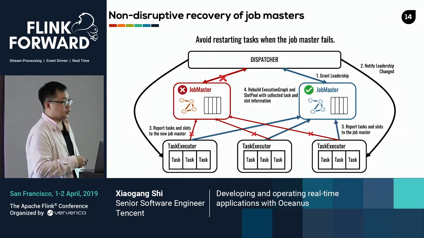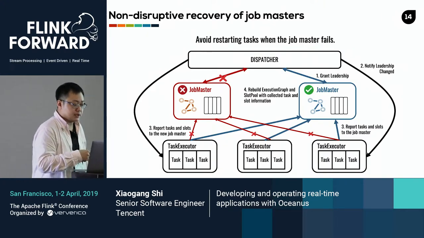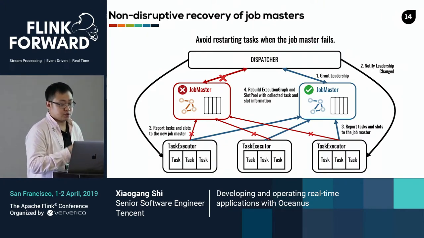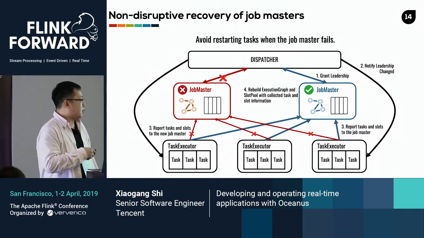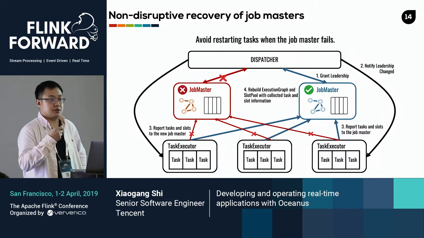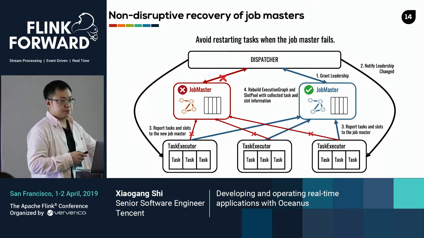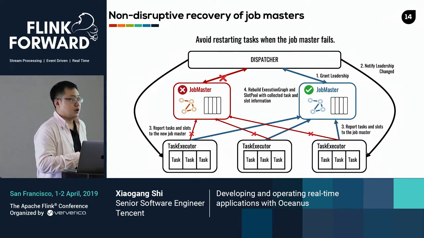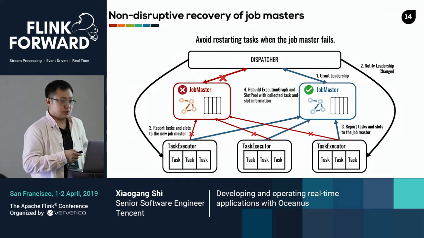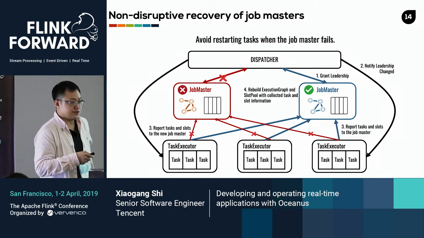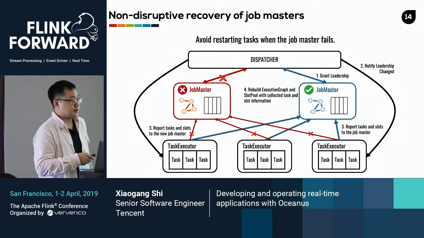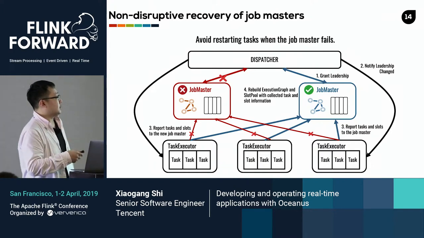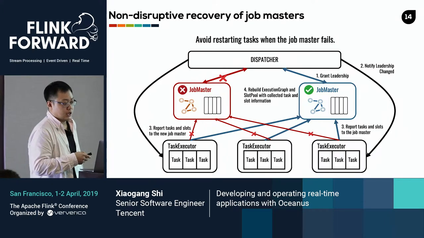Another work we have done to enhance the reliability of Flink is the non-disruptive recovery of job masters, because when our cluster is suffering from unstable Zookeeper connections, all the jobs will be restarted. That will create great pressure on our cluster facilities like HDFS, YARN, and Zookeeper. It will be dangerous if HDFS and YARN are down. So we want to avoid restarting tasks when the job master fails. We want to recover the job master with the information gathered from the tasks.